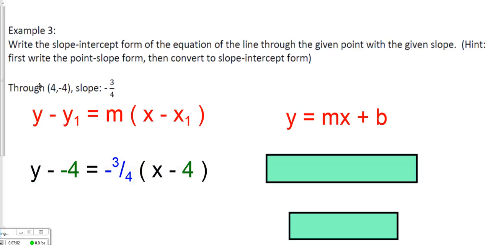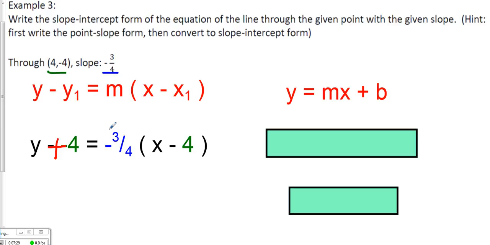Here's our formula. We plug in what we know. This point, I'll underline it in green, and this slope, underlined in blue, the green information just went here. The blue information just went here. So now it is put into the point-slope form. One thing we can do is change this to a plus. Minus a negative is like saying plus. So y plus 4 equals -3/4 times the amount x minus 4.